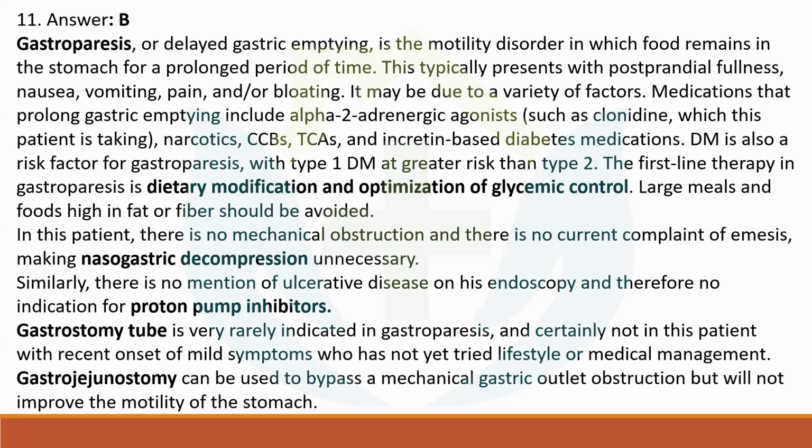In this patient, there is no mechanical obstruction and no current complaint of emesis, making nasogastric decompression unnecessary. So a nasogastric tube is not required in this case. Similarly, there is no mention of ulcerative disease on endoscopy and therefore no indication for PPIs. A gastrostomy tube is very rarely indicated in gastroparesis, and certainly not in this patient with recent onset of mild symptoms who has not yet tried lifestyle and medical management. Gastrojejunostomy can be used to bypass a mechanical gastric outlet obstruction, but will not improve the motility of the stomach.